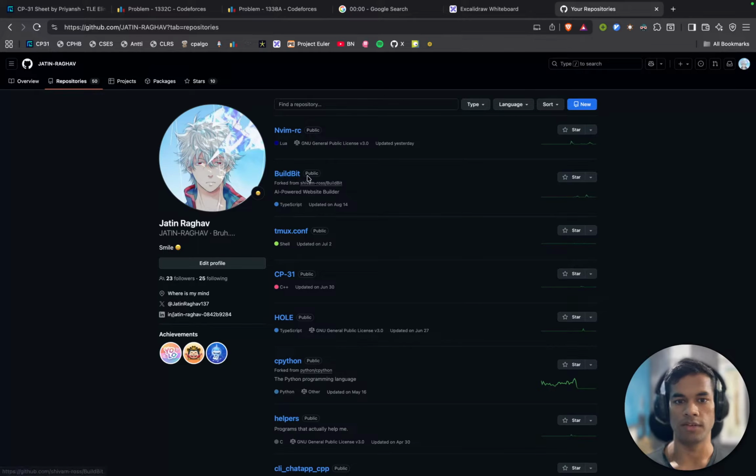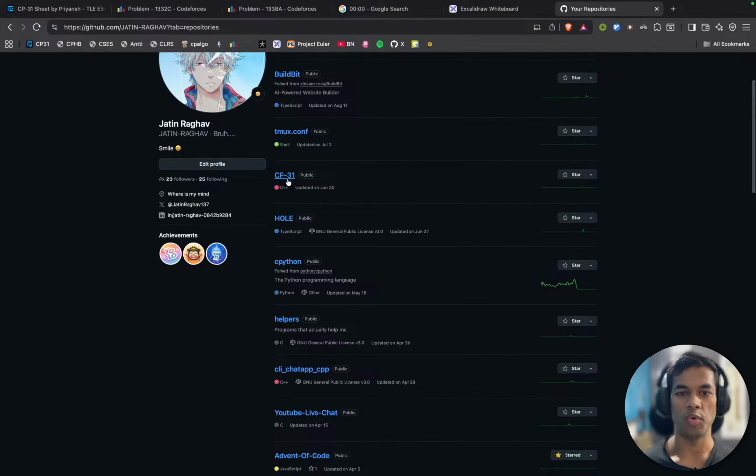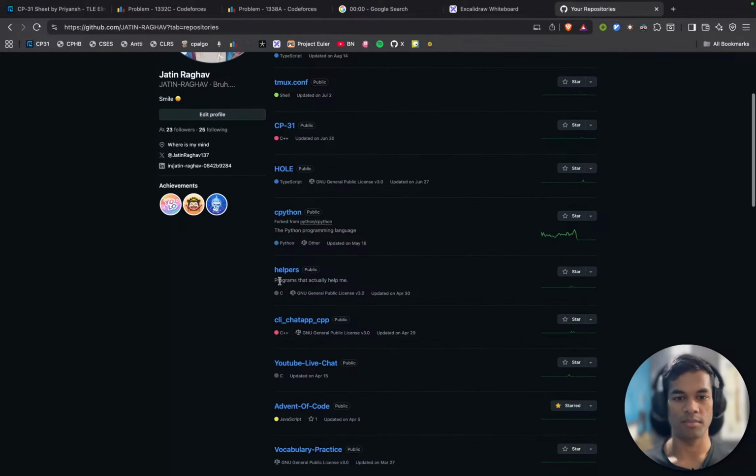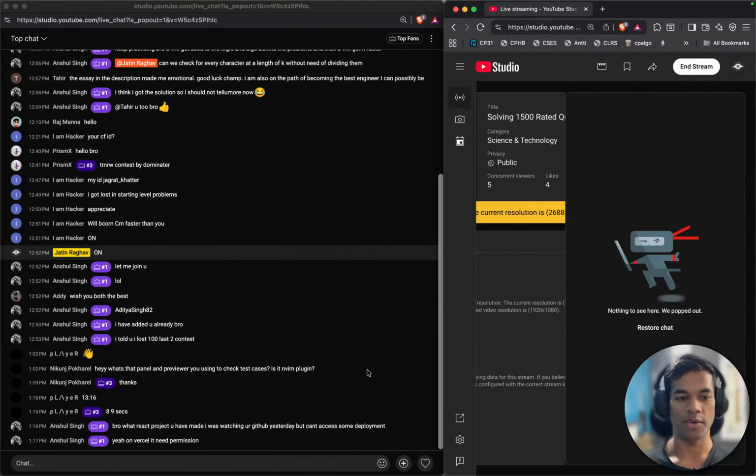So what is this? This is a fork from somewhere else. And tmux config, cp31. I thought I would upload every single solution that I do in cp31, but that is very silly behavior. This was me making my own blog site, but not now. Helpers thinks that I need other tools, and okay, let me show you. Vercel needs permission.